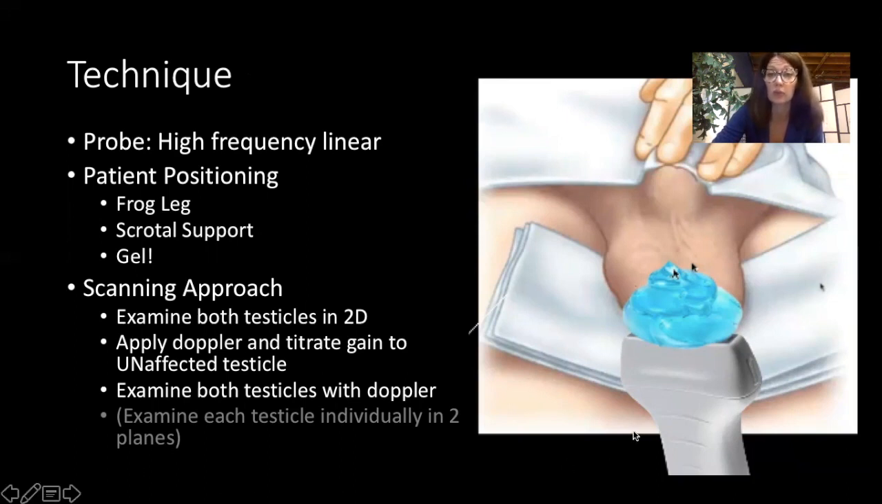I generally go straight for what I call the money shot of looking at both testicles at once. And in most kids, it's very easy to see both testicles in one view. And then I'll apply the color Doppler and titrate the gain to the unaffected testicle. And I'll explain a little bit more in upcoming slides. Now, the gold standard, which I put in gray here, is you would examine each testicle in a full transverse and longitudinal plane, just like we talked about with our soft tissue scans. But sometimes you can make the diagnosis without even doing that entire transverse and longitudinal view of the testicle.